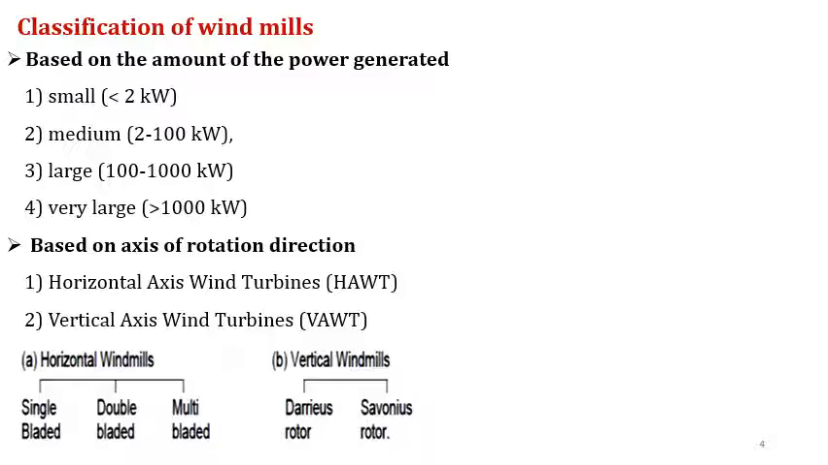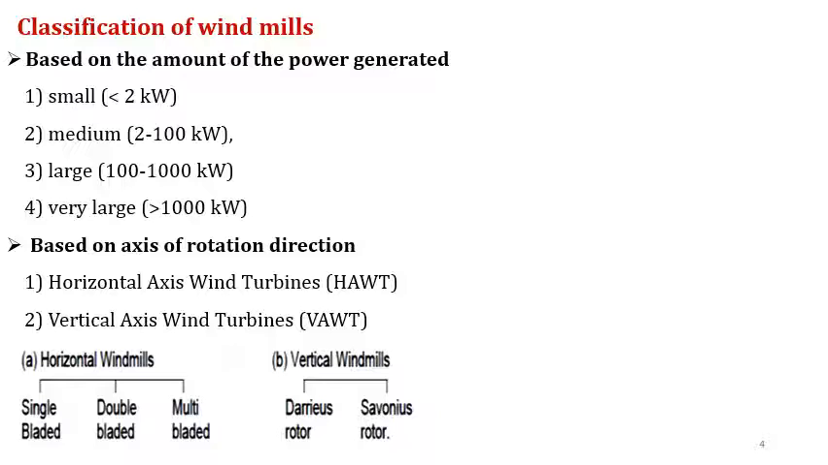So you can see the horizontal axis wind turbine, or HAWT, is classified into three types: single bladed, double bladed, or multi bladed, based on the number of blades. And the vertical axis windmill is classified as the Darrieus rotor and Savonius rotor, based on their constructional features.